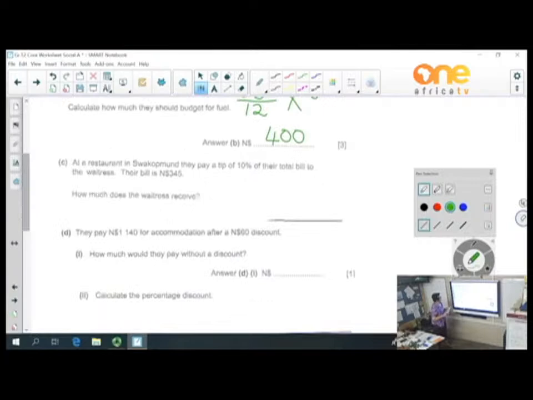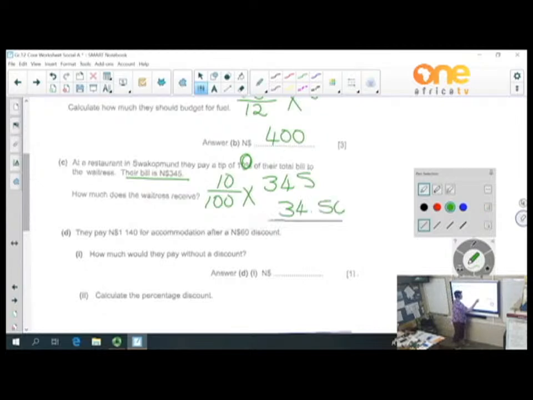At a restaurant in Swakop, they pay a tip of 10% of their total bill to the waitress. Now look at this one. The bill is $345. That's the final sum. How much does the waitress receive? Now, she gets 10% of that. Look again, the moment when we see that sign, we put it over 100 of 345. 10% of 345, and that is then $34.50. Look at it, 2 decimal places. Money, 2 decimal places. That's very important there.